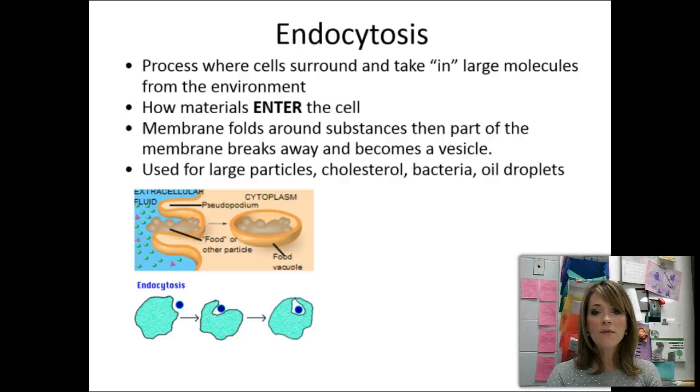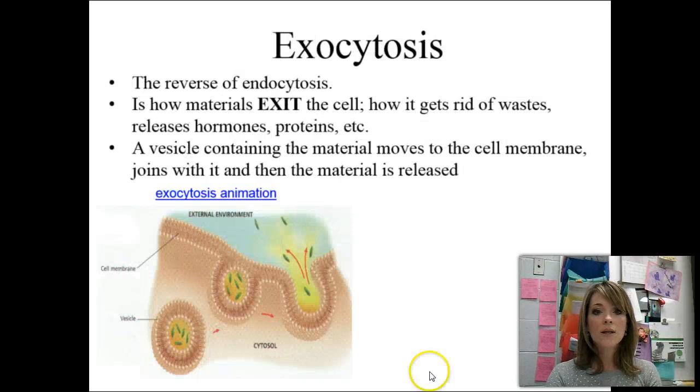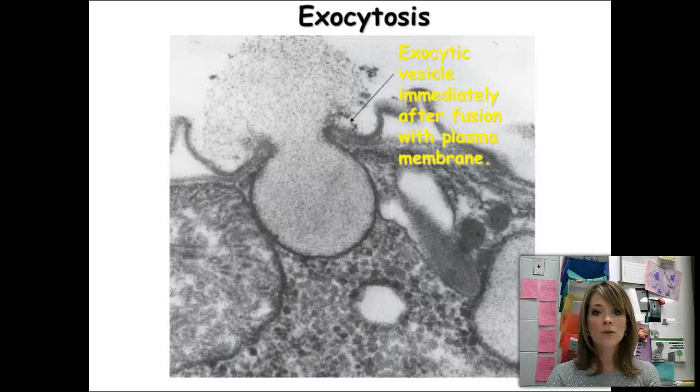The opposite of endocytosis is exocytosis, and exocytosis is where the material is being pushed out of the cell. It's exiting. Again, exo means exit. And this is how cells can move big materials out of the cell. It's also how they will get rid of wastes. And the exact opposite again happens. The vesicle containing the material comes over, merges with the cell, opens up, and releases that material into the environment. So that's our third type of active transport.